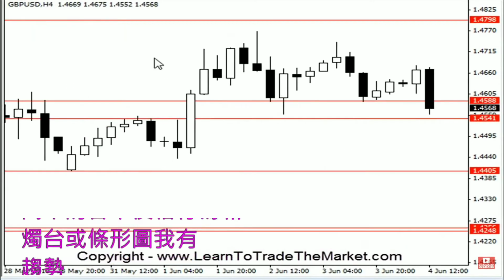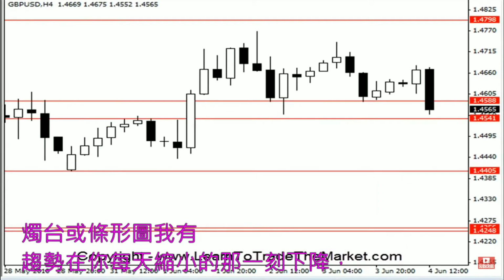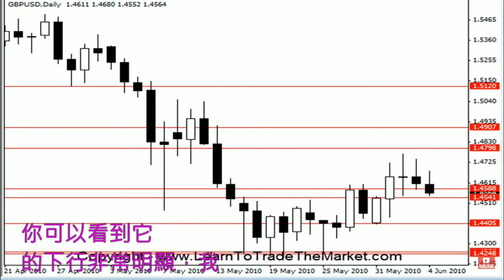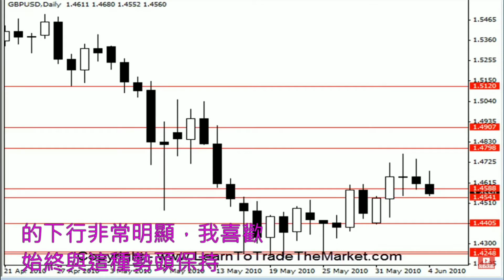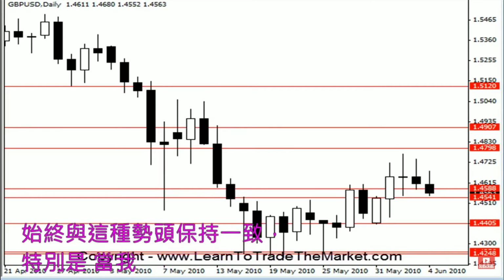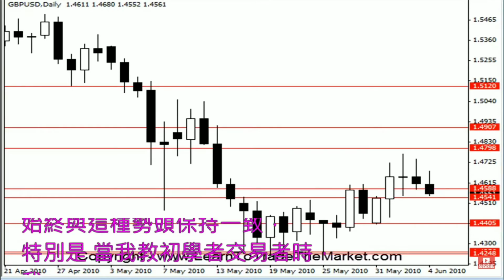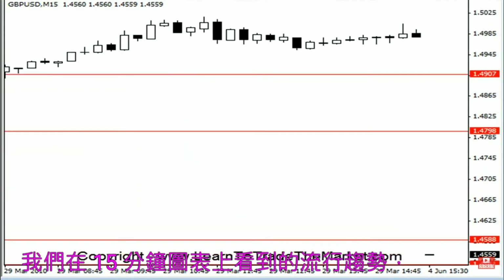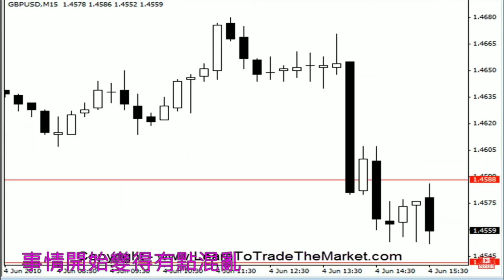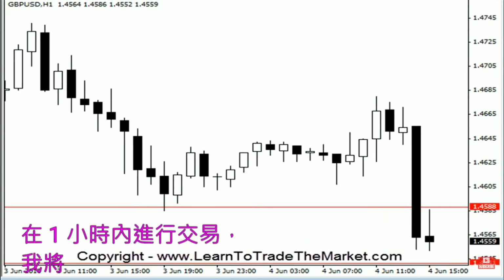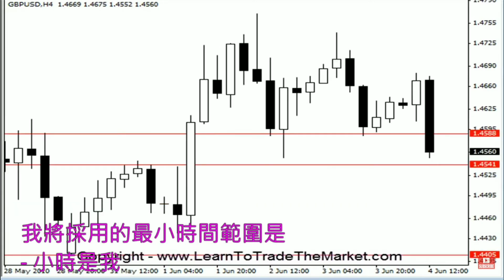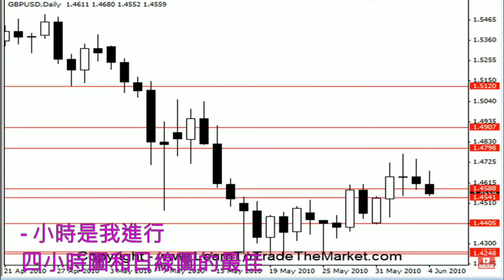We've got the trend going down at the moment. If you zoom out on the daily, you can see it's pretty obvious to the downside, and I like to be in line with that momentum at all times, especially when I teach beginner traders. I want them to stick with that prevailing trend. If you go to a 15-minute chart, things start to get a bit messy. I prefer to trade on the 1 hour. The smallest time frame I'll go is the 1 hour. The best setups occur on the 4 hour and the daily chart.